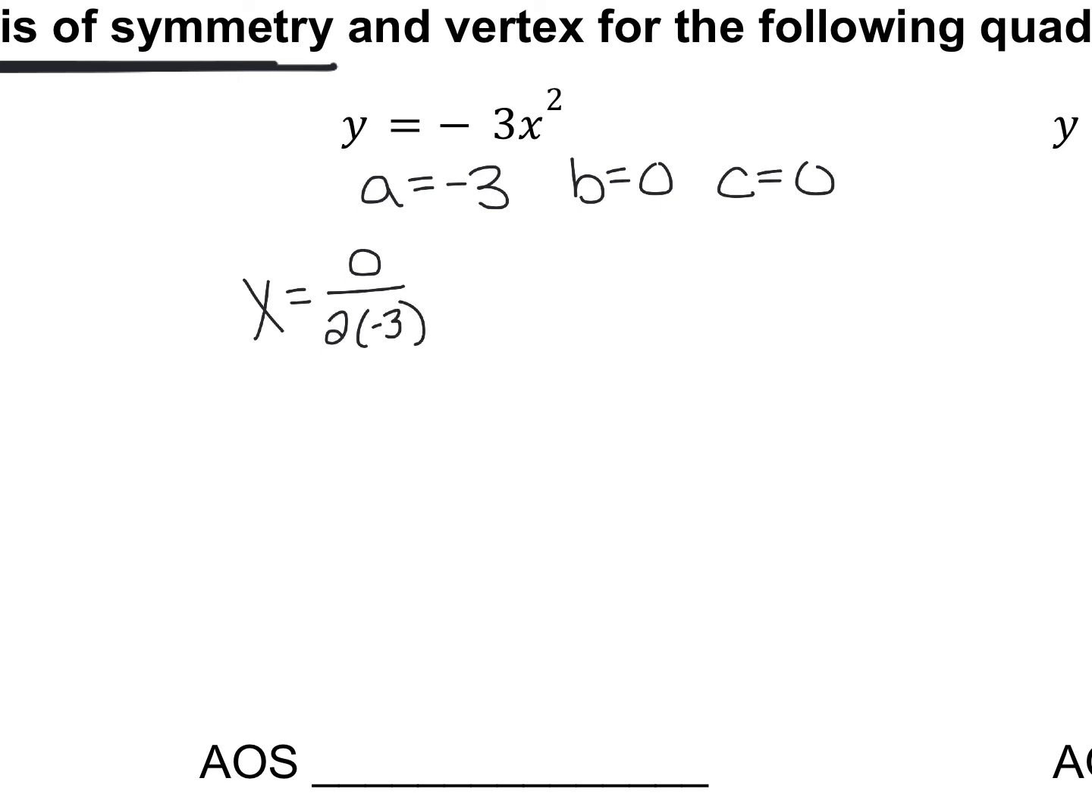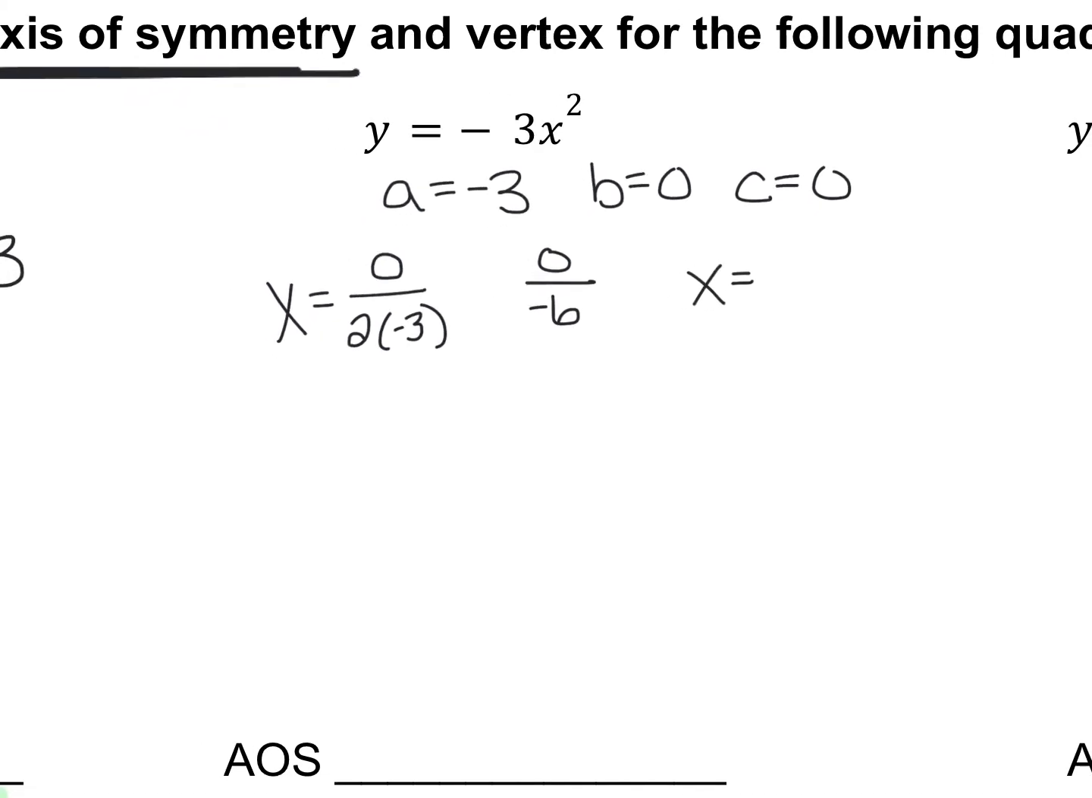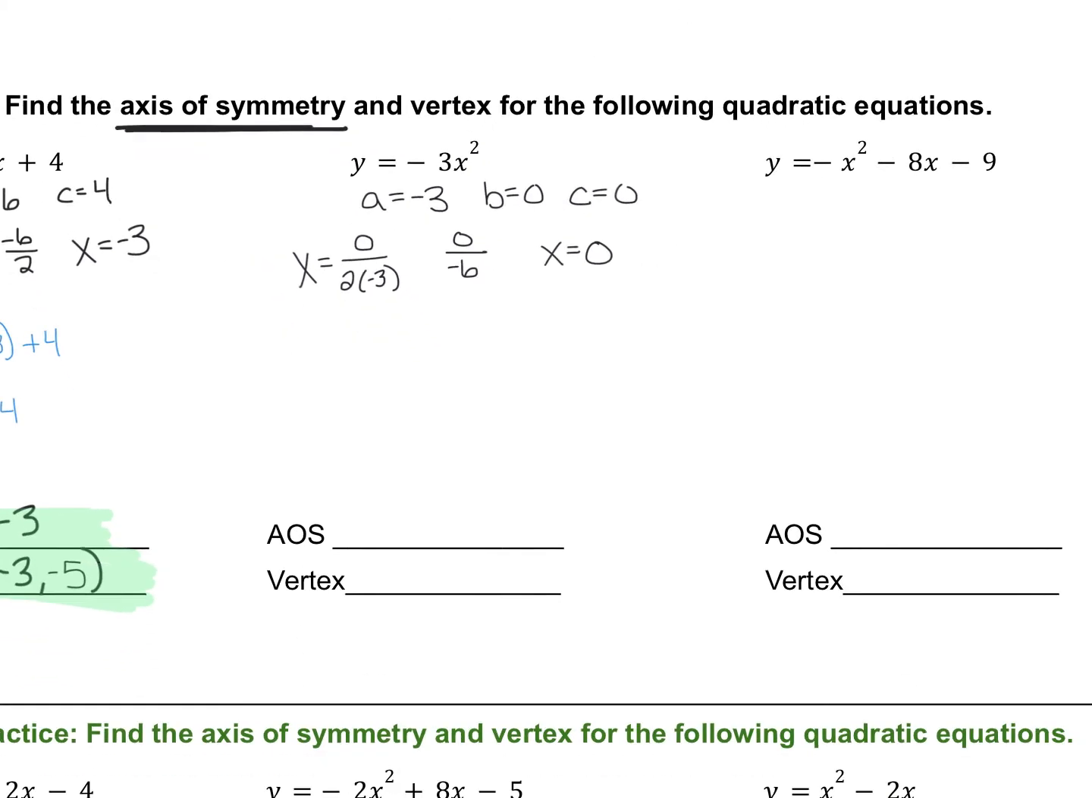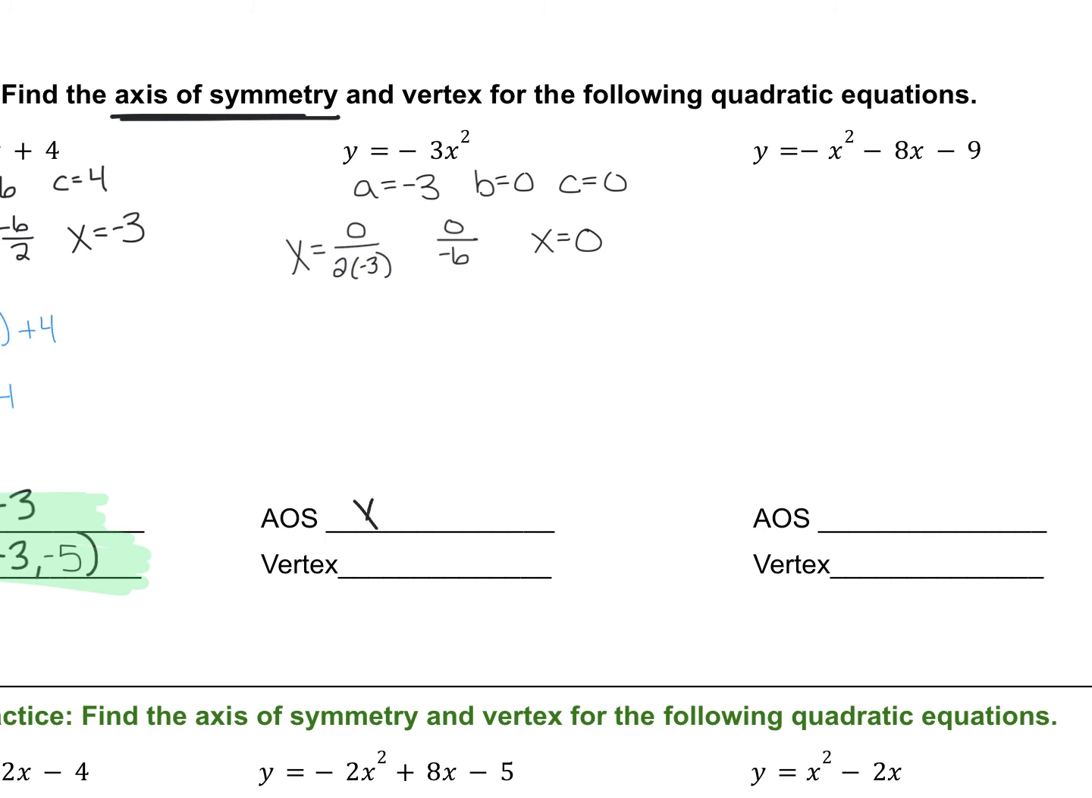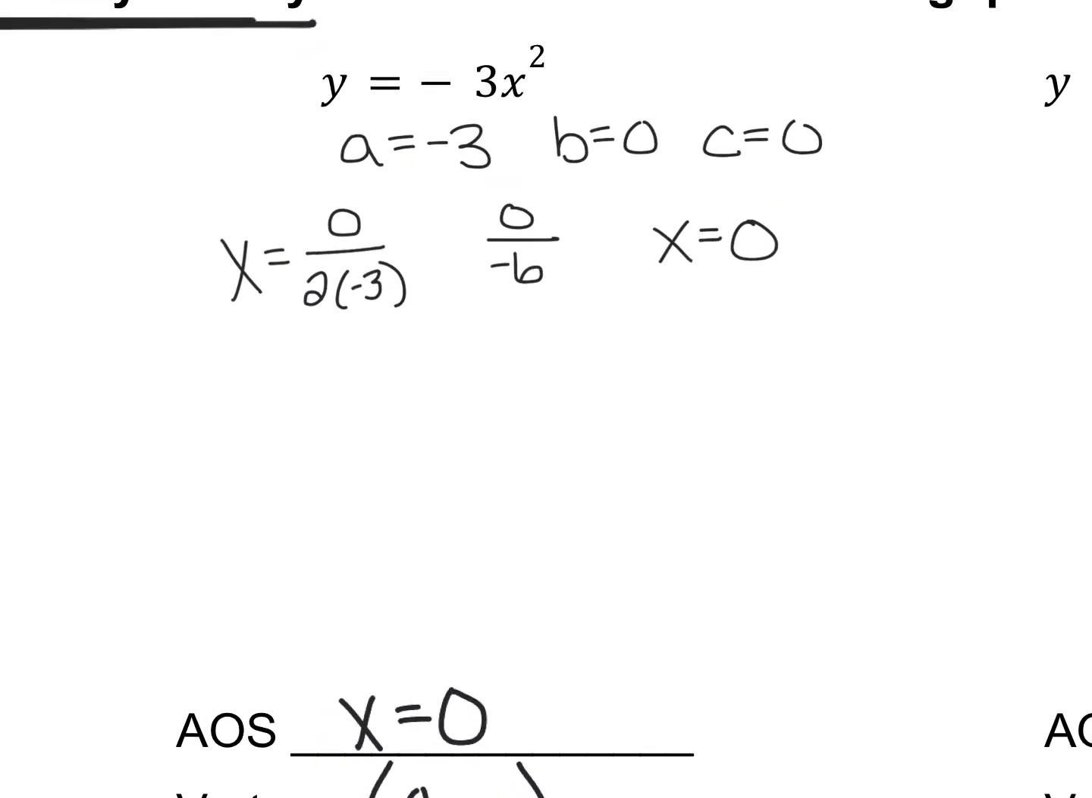Well, I do the bottom part first, so that's 0 over negative 6. And remember, if it's 0 over any number, it's okay. Your answer is going to be 0. Okay, so I have x equals 0 as my axis of symmetry. And again, I'm going to fill in the first part of my vertex. Okay, now let's go ahead and solve for our y-coordinate of our vertex.